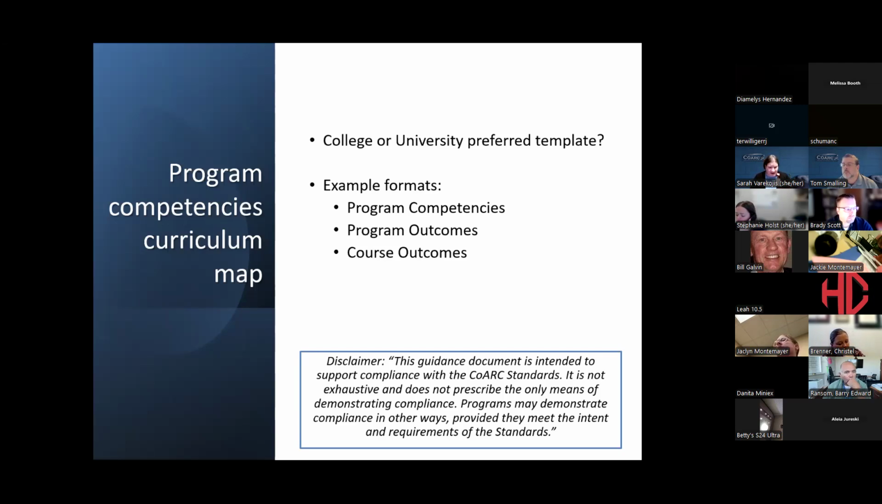And please recognize, again, there's a disclaimer on the slide. We're going to mention this several times. They'll be on the examples that we're going to share with you. COARC does not require a specific document or format for the curriculum map. We are really just trying to provide some guidance documents that are intended to support compliance with the standards. This is not exhaustive and does not prescribe the only means of demonstrating compliance. You can demonstrate compliance with these standards in other ways, provided they meet the intent and the requirements. So I probably will repeat that several times throughout the presentation.